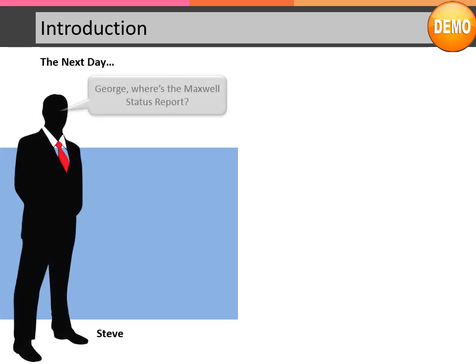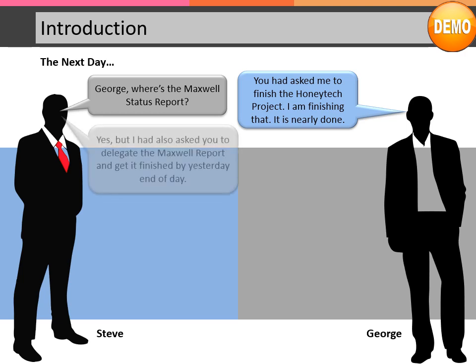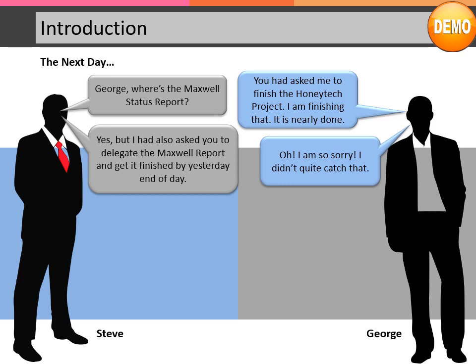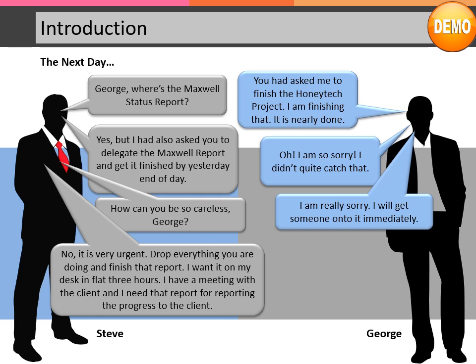The next day, George, where's the Maxwell status report? You had asked me to finish the Honeytech project. I am finishing that. It is nearly done. Yes, but I also asked you to delegate the Maxwell report and get it finished by yesterday end of day. Oh, I'm so sorry. I didn't quite catch that. How can you be so careless, George? I am really sorry. I'll get someone onto it immediately. No, it's very urgent. Drop everything you are doing and finish that report. I want it on my desk in 3 flat hours. I have a meeting with the client, and I need that report for reporting the progress to the client. Okay, sorry again.